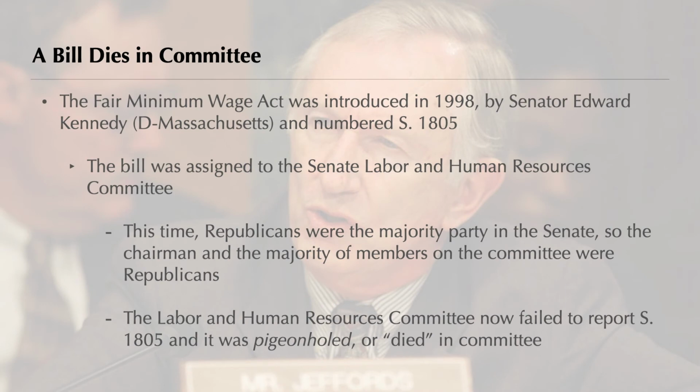In 1998, Senator Edward Kennedy introduced S. 1805, the Fair Minimum Wage Act. When introducing this bill in the Senate chamber, Kennedy explained its purpose to his colleagues. The federal minimum wage is now $5.15 an hour. Our bill will raise it by $1 over the next 2 years, a 50-cent increase on January 1, 1999, and another 50-cent increase on January 1, 2000, so that the minimum wage will reach the level of $6.15 at the turn of the century.